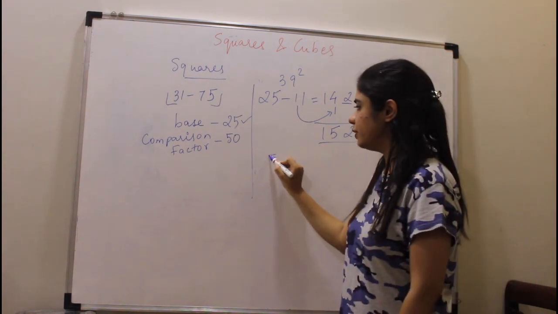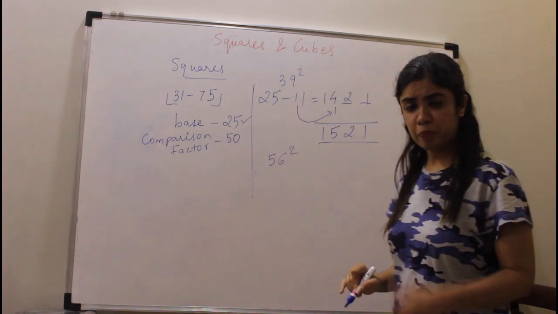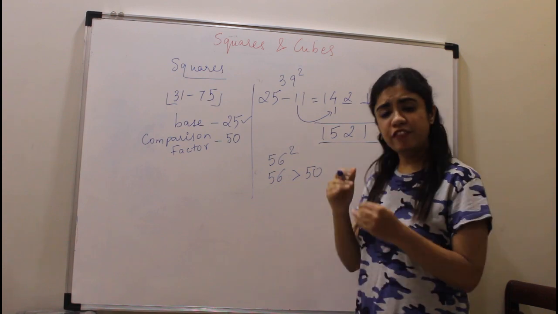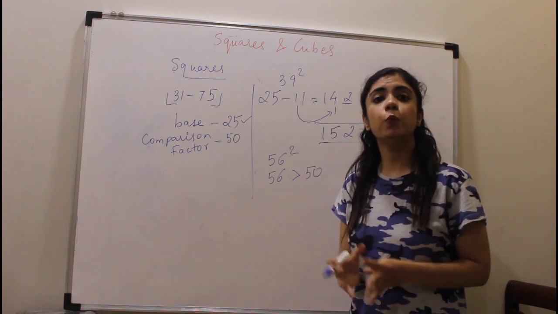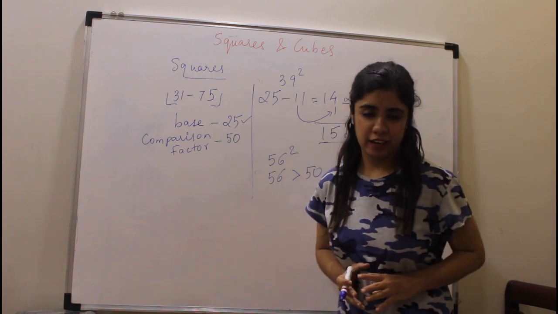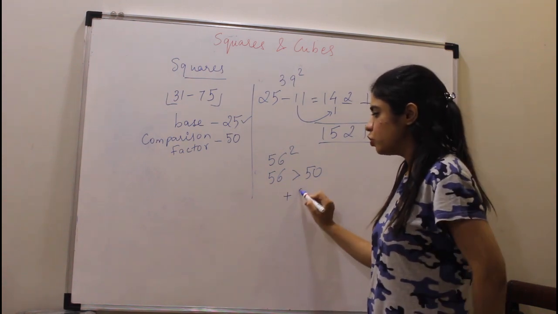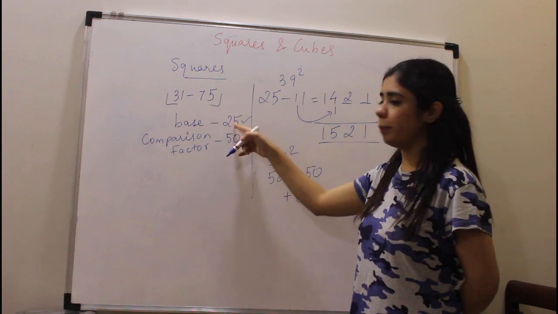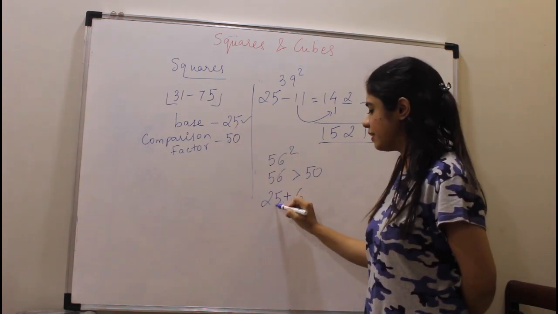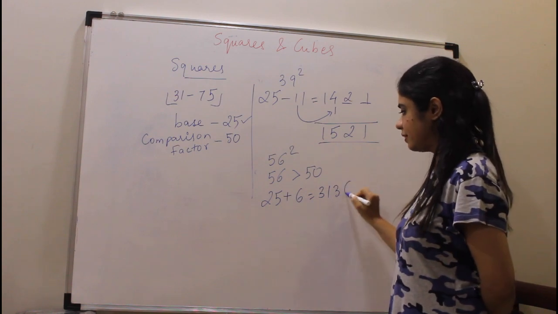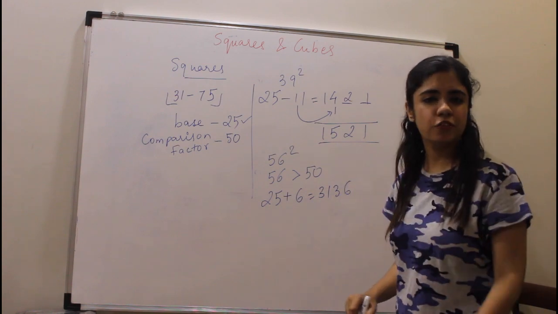Suppose I ask you, let's say, what is 56 square? Now 56 is greater than 50. If your number is greater than 50, you will add instead of subtracting. That's the only difference. So 56 is 6 more. So you will add 6 to your base. So this will be 25 plus 6, which is 31. And 6 square is 36. So your answer becomes 3136.